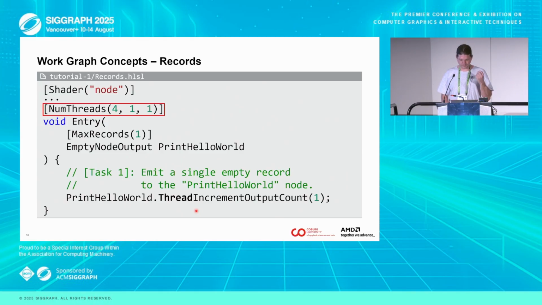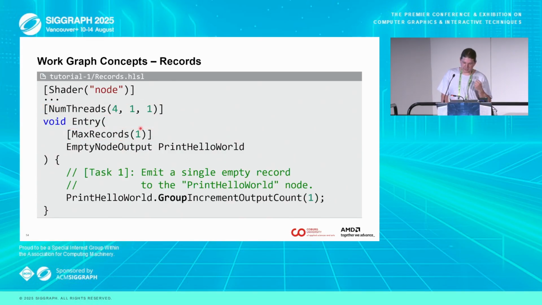However, the problem is that we're having only 1 record that we can output. And the semantics behind this max records here is that the entry function, as a group of threads, as a work group of threads, outputs at most 1 of those records. If we're having 4 threads running, this would essentially mean that the totality of these 4 threads will output 4 records, and that will break the promise that you made up here.